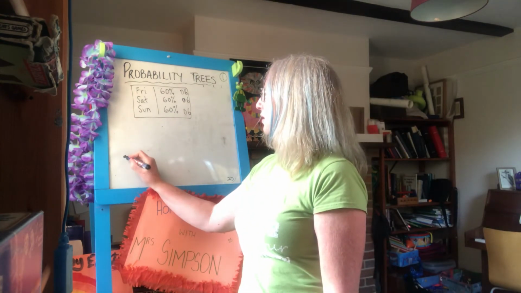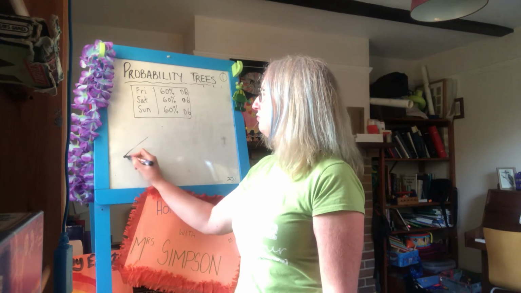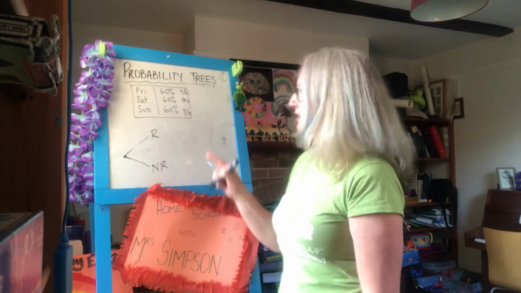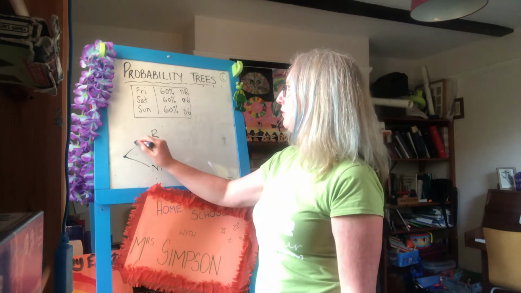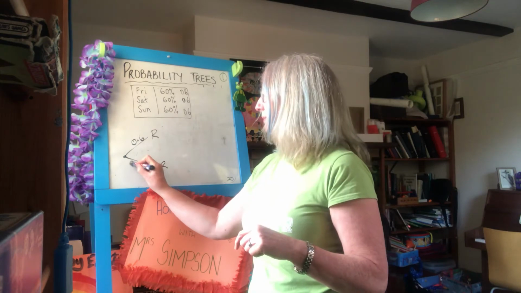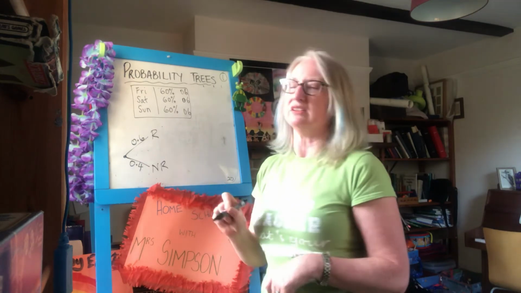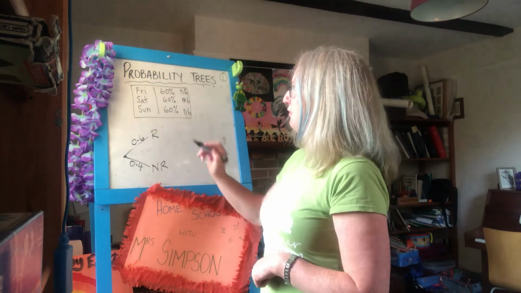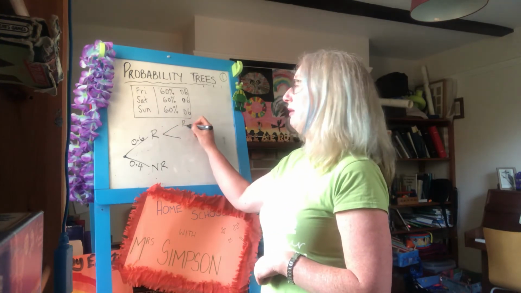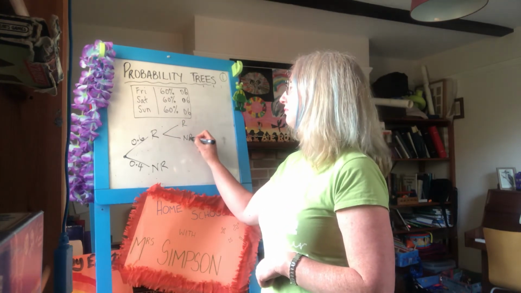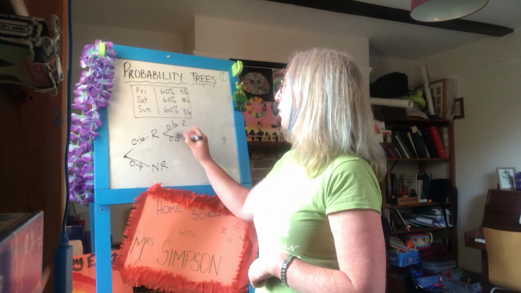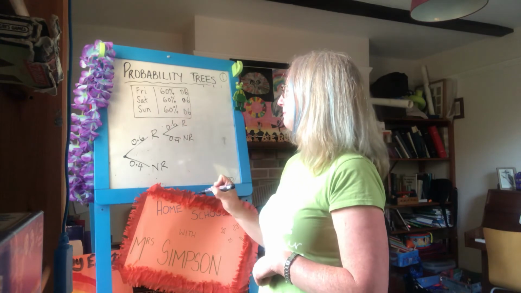So on Friday, it could rain or not rain. And we put the probabilities on the branch. Probability of rain, 0.6. So not rain, we have to use our mental arithmetic, has to be 0.4. If it rains on Friday, what could happen on Saturday? Well, it might rain, but it might not rain. Again, 0.6 and 0.4. We look at Saturday's chances.